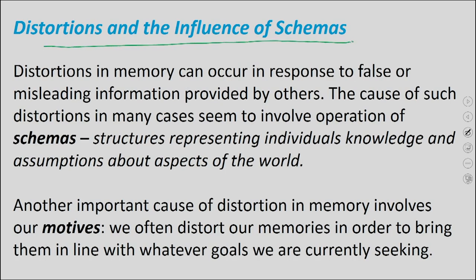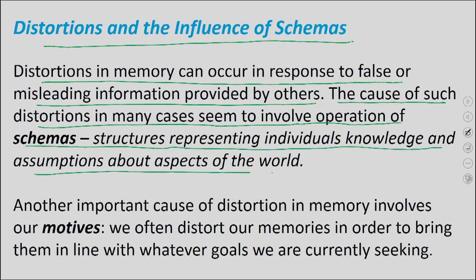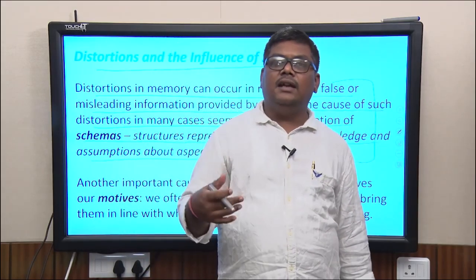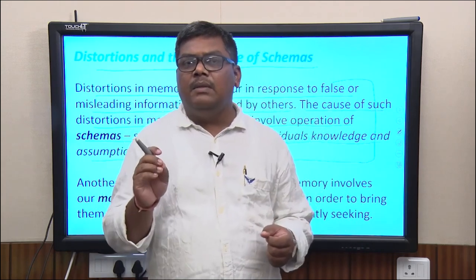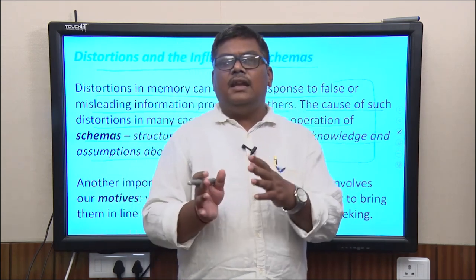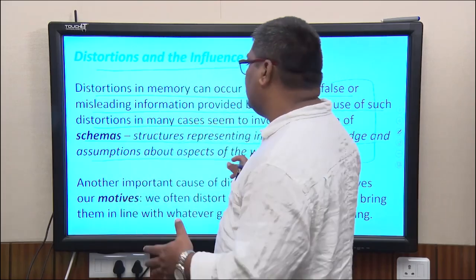Distortions and the influence of schemas. Distortions in memory can occur in response to false or misleading information provided by others. The cause of such distortions in many cases seems to involve the operation of schemas, structures representing individuals' knowledge and assumptions about aspects of the world. For example, if I am cross-checking someone in an eyewitness testimony case, and the eyewitness says that the person who committed the murder was wearing a dark color suit, and he insists that it is blue, I can play with the schema and make him believe that it was not a blue suit but a gray suit, because both are dark in color and steel gray is very close to blue. I can infuse schemas or false memory like that, and that is playing around with the schema.